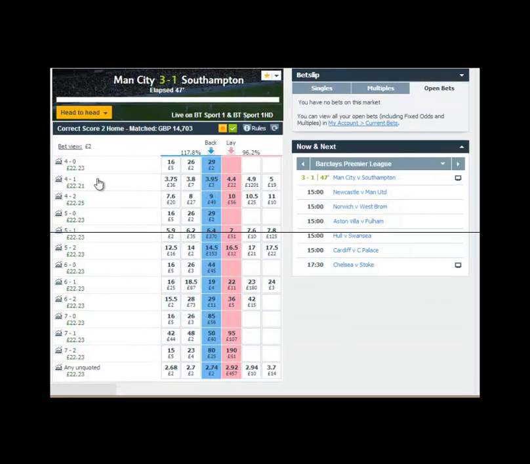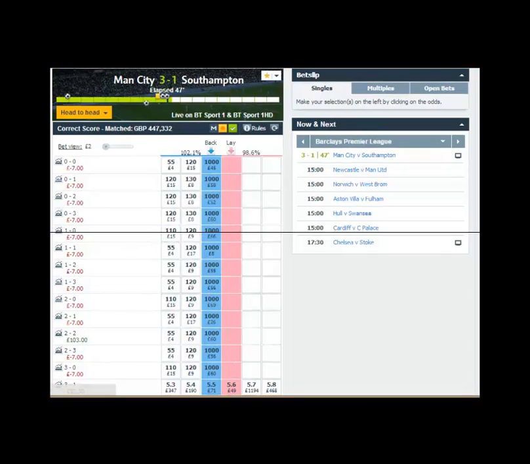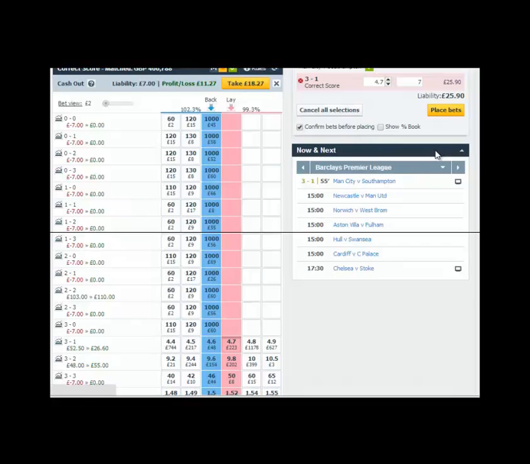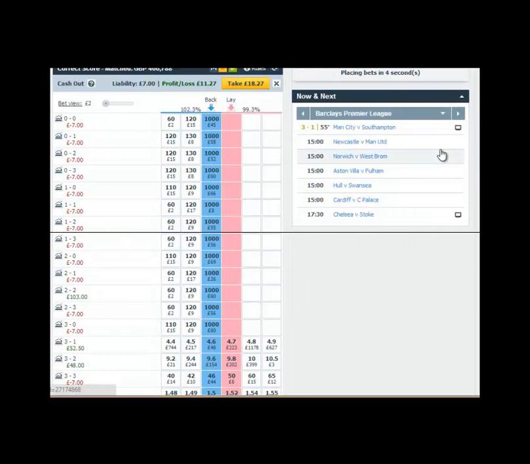It's early days, and I was watching the game, and City definitely looked like there's another goal in them. So I decided to clear that remaining £7 red on the correct score market. So I'm laid 3-1 and 3-2 again.